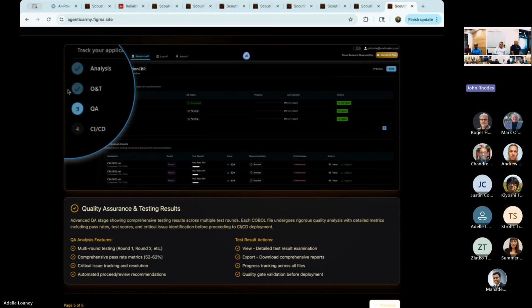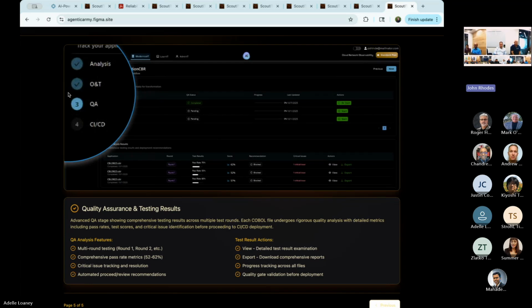We're finding that as it works, you're getting productivity gains that you've never seen before. Yeah, and this is just step 3. Earlier on, we went through that process of starting with analysis, the O&T, and then the quality assurance. So this is that step in the process where we're continuing to review.